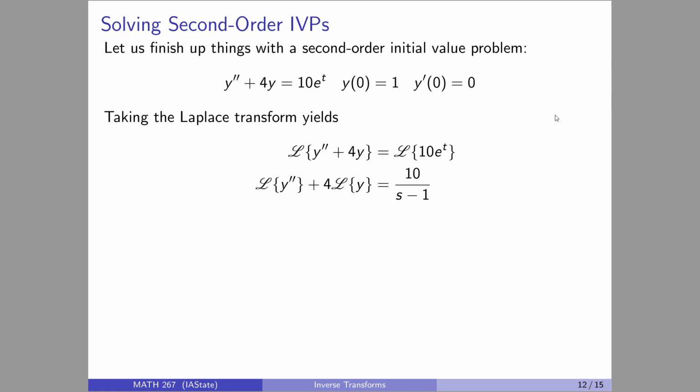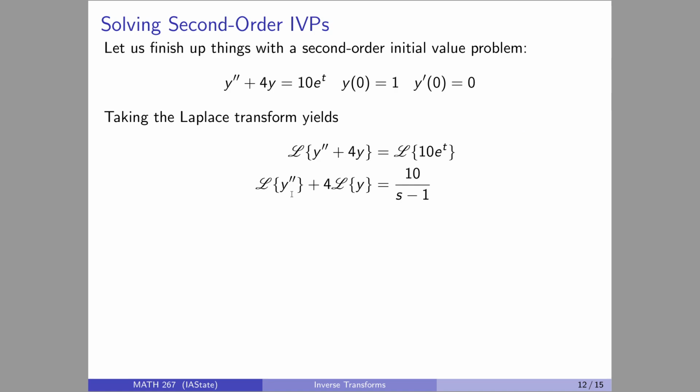You can't prove it. Alright, so the right-hand side, 10 over s minus 1 again. Laplace transform is linear, so the 10 goes along for the ride. Left-hand side now, Laplace transform is linear, so it breaks up like this. Now the question becomes, what do we do?